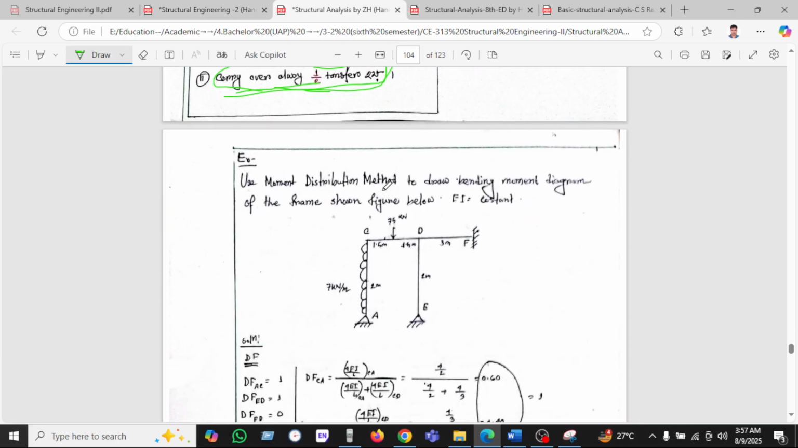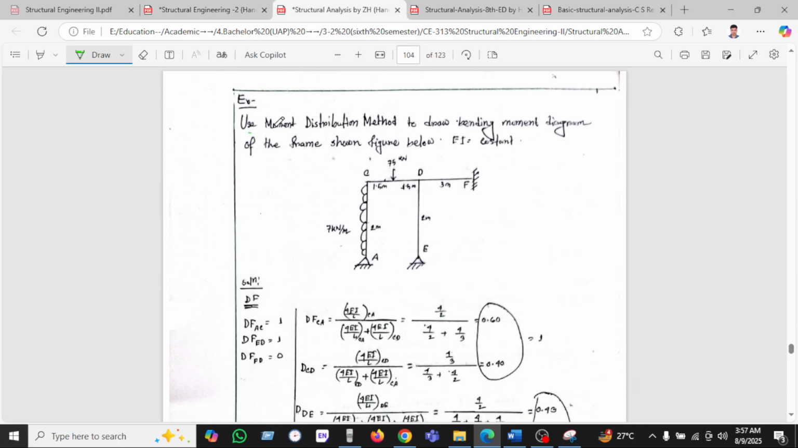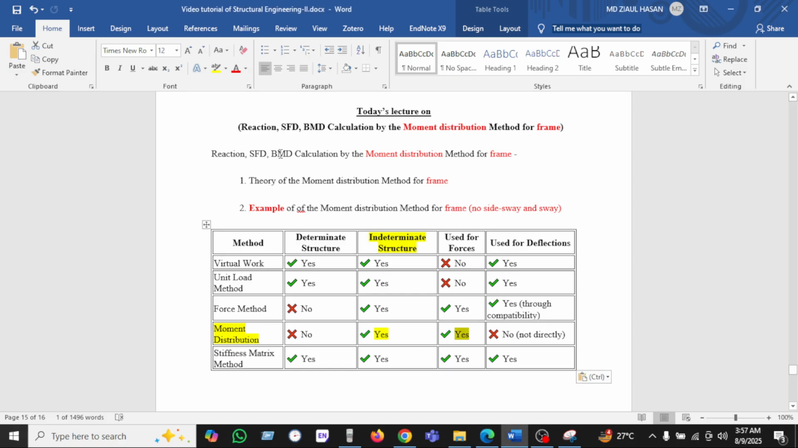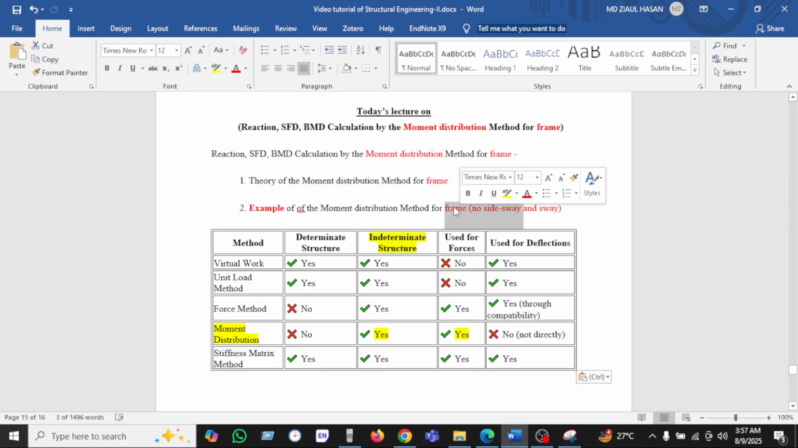Now we are going to a math example, because the theory part is completed. Now you can see the math example of non-sway. At first we will show the non-sway case.